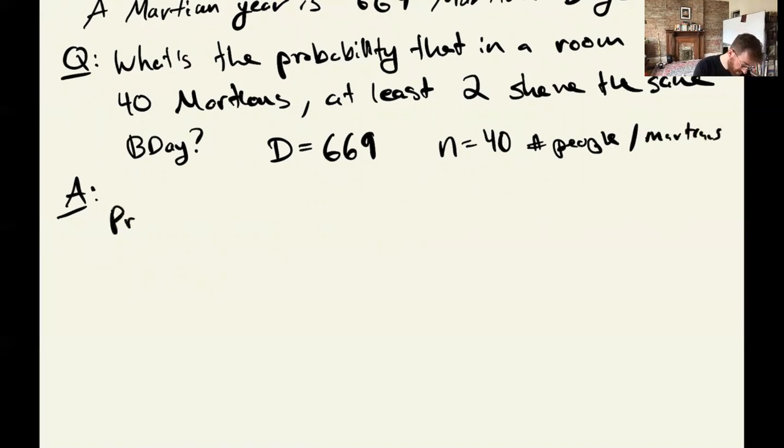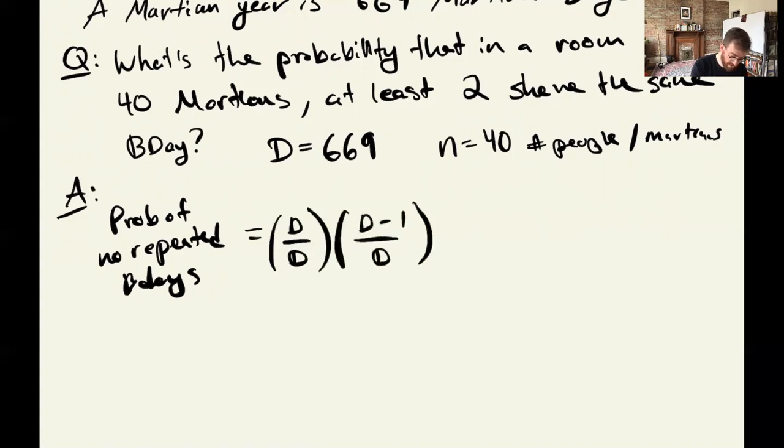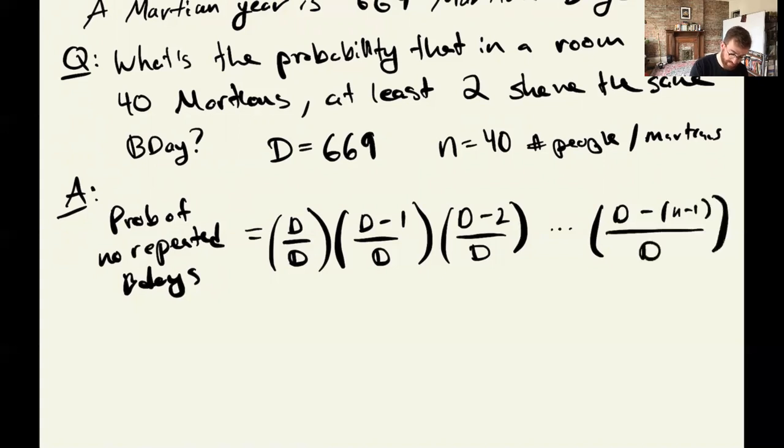So the probability of no repeated birthdays. Well, if we go to the first person, they can have any birthday. So that's D out of D possible days. But now we want the next person to not repeat the first person's, or first Martian's, birthday. And similarly, we want the third person not to have the birthday that was in common with any of the previous two. And then we do that all the way down to D minus N minus 1, where N is 40 in our case. So that's all well and good, but again, you can imagine how this is a little cumbersome to calculate. I have to do this 40 times, and got this annoying 669 I've got to subtract from.